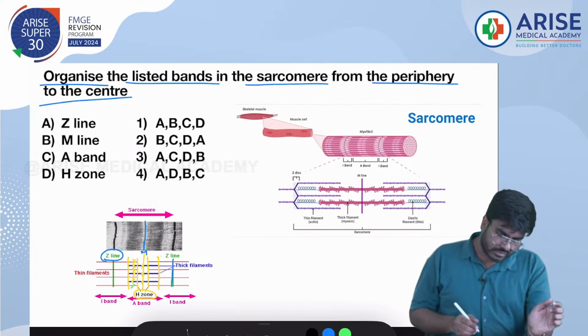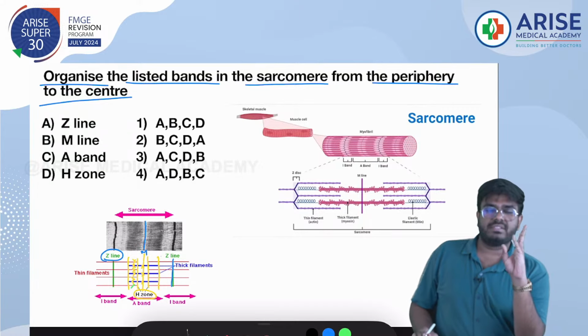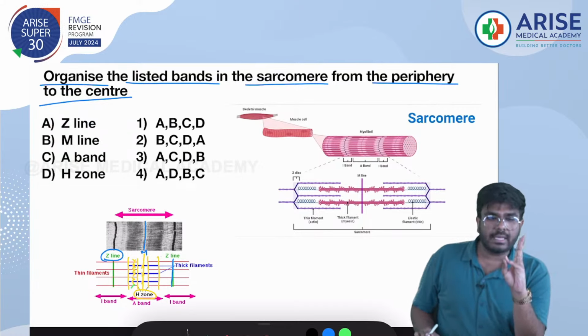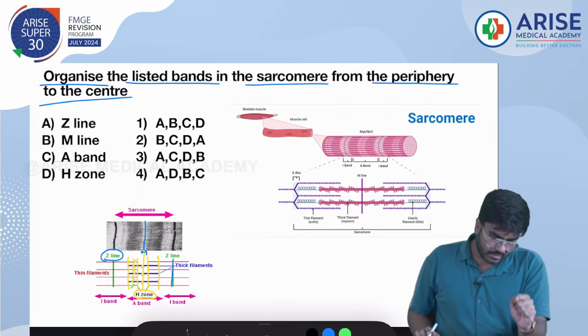So you have to say from periphery to center: Z line, I band, A band, H zone, M line. Okay. So what is the answer?